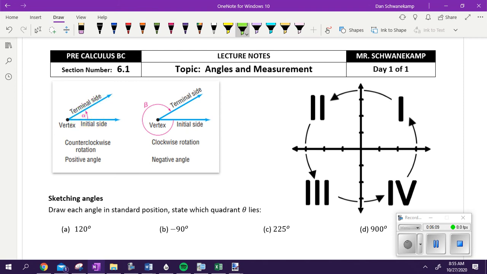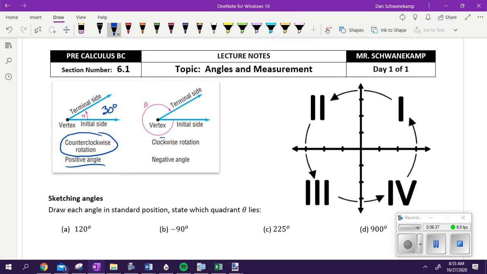Estimate, how big do you think this angle is? I'd say it's 30. 45 would be a little bit higher, but 30 degrees. Okay, great. We went in a counterclockwise rotation. It gave me a positive angle. That's different than this other one. Here's my initial side, and you can see with that red arrow that the angle is going around the opposite way, and the terminal side's over there.